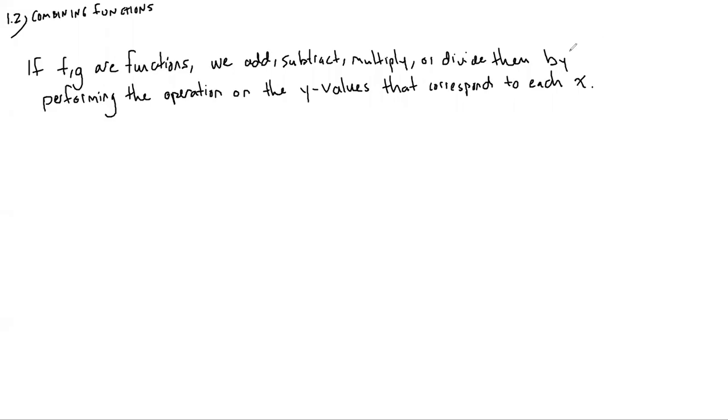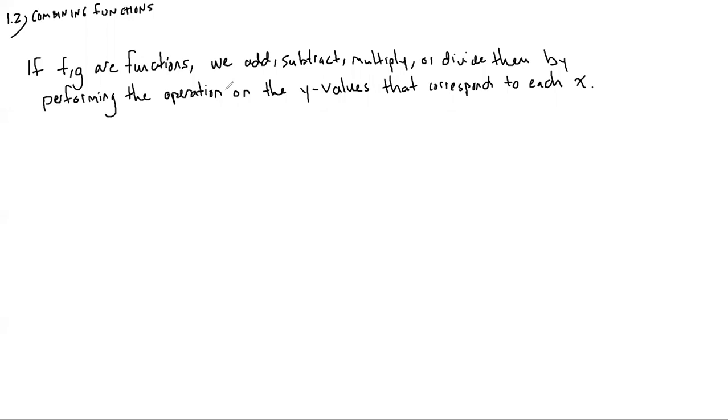In this chapter, what we're going to be talking about is how we combine functions together. So let's say we take two functions f and g, and we want to arithmetically combine them, like add or subtract or multiply or divide them. Basically, how we do this is we fix an x value, and then we find the y values that go with that particular x, and then we perform those operations just on the y values.